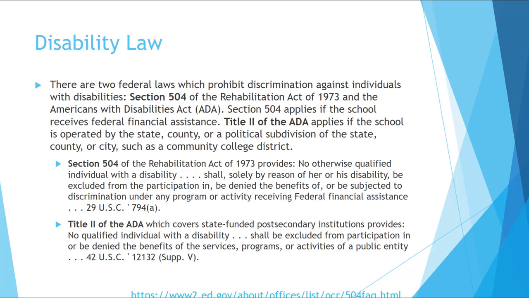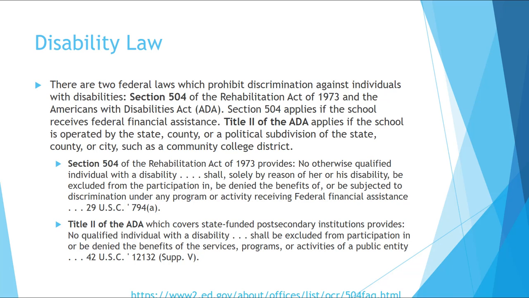The Access Center follows the disability law that has been outlined for higher education institutions. There are actually 2 federal laws which prohibit discrimination against individuals with disabilities. Section 504 of the Rehabilitation Act of 1973 and the Americans with Disabilities Act. Section 504 applies if the school receives federal financial assistance. Title II of the ADA applies if the school is operated by the state, county, or a political subdivision of the state, county, or city, such as a community college.